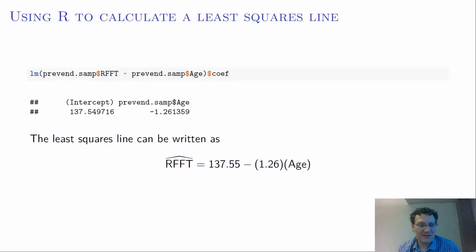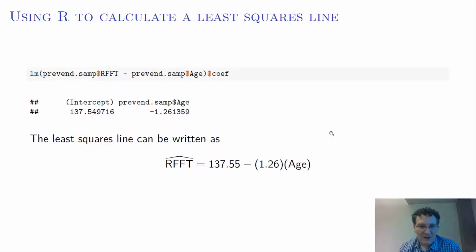And this is the lm function in R. We'll do this in lab, but it's lm and then parentheses, you give the y variable and then a tilde and you put your x variable. And to just get the coefficients, you add on this $coef, which will just return the two coefficients, the intercept coefficient and the coefficient of the age variable.